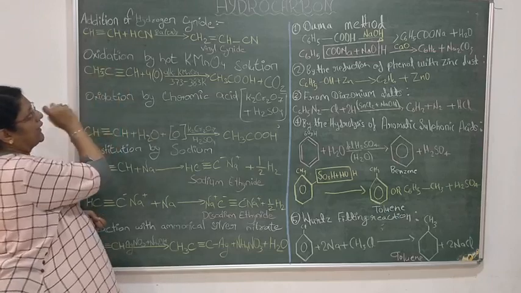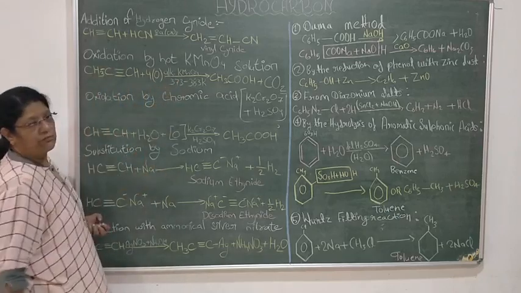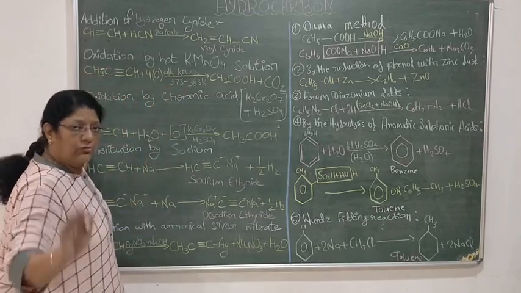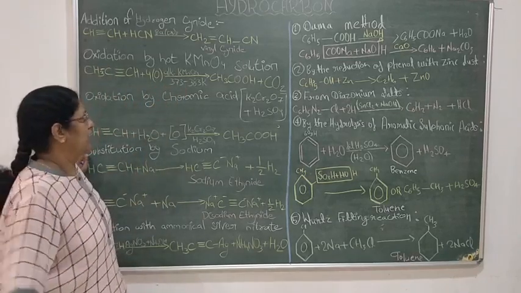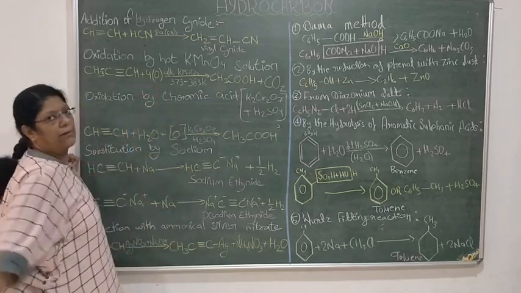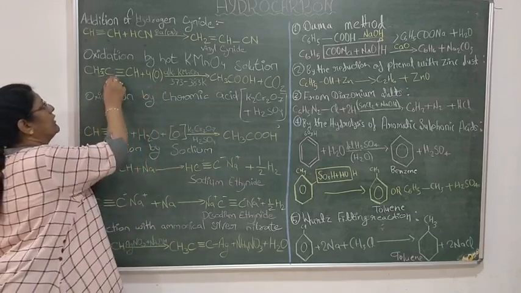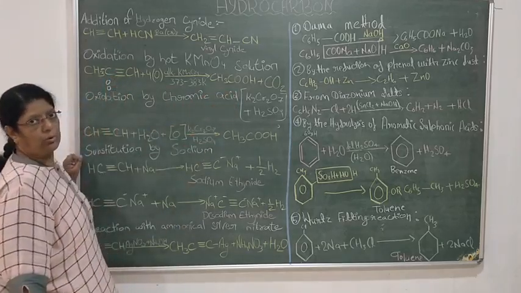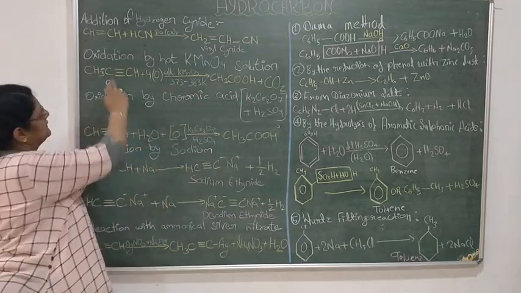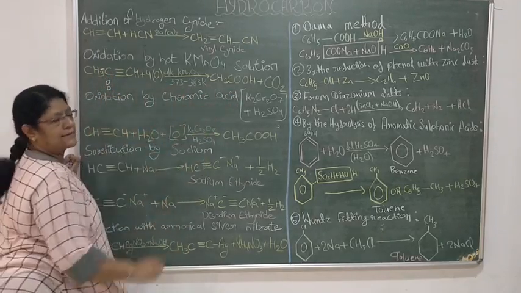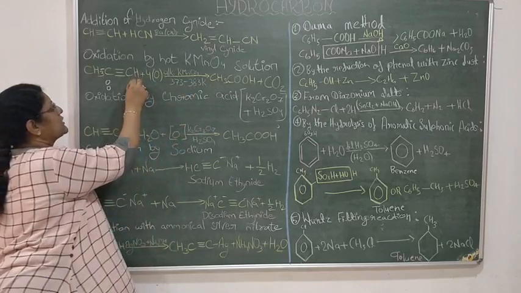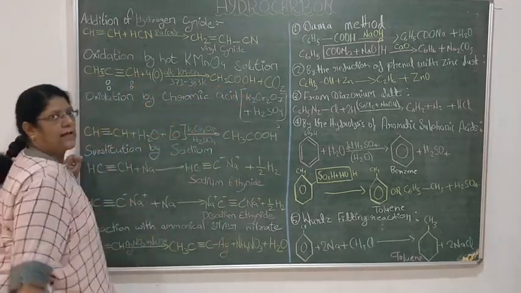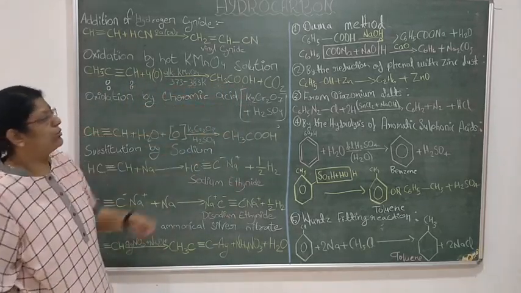Actually this propyne is being oxidized in presence of alkaline KMnO4 with the temperature 373 to 383 Kelvin. This 4O is coming. What is happening? This C will take 2O, comes out as CO2. Clear? And this CH will take 2O and comes out as CH3COOH. So acetic acid will form and CO2 will release.